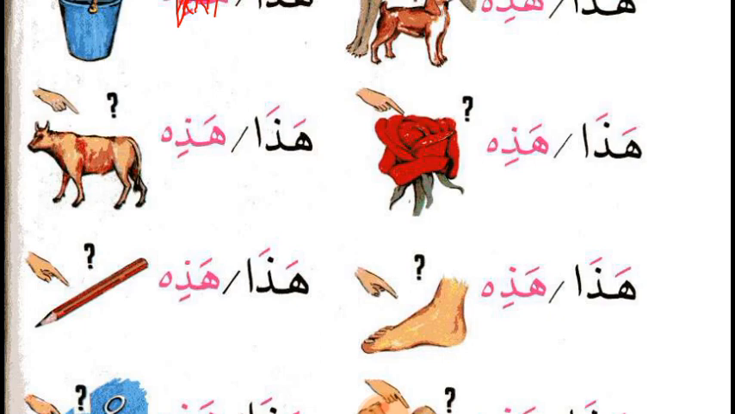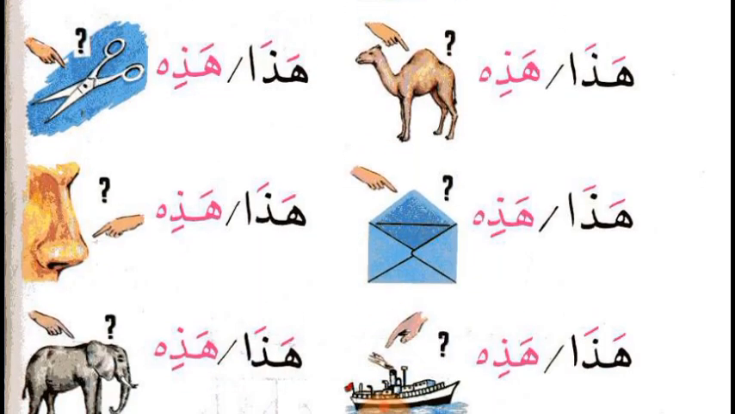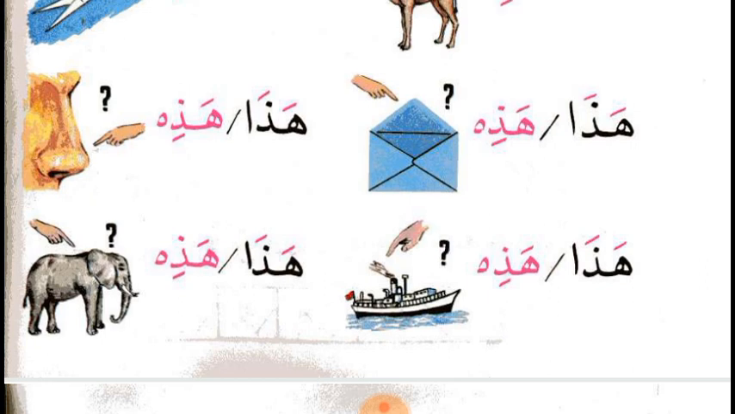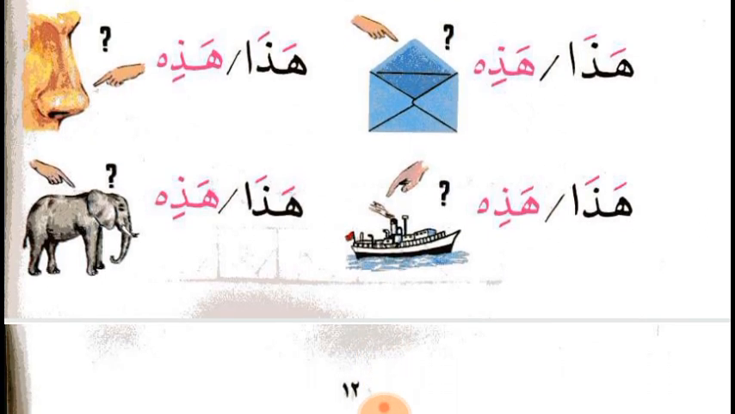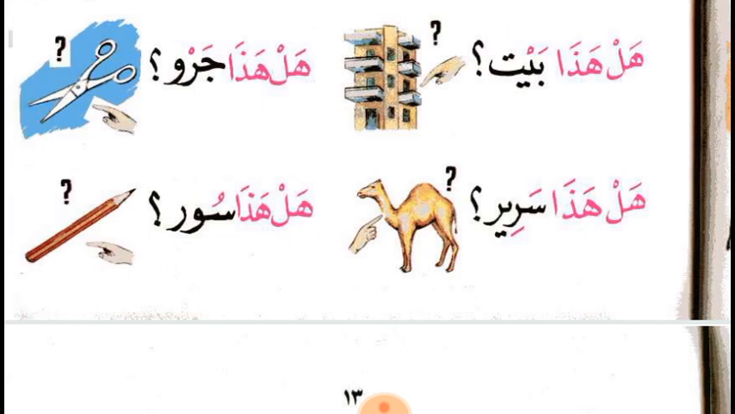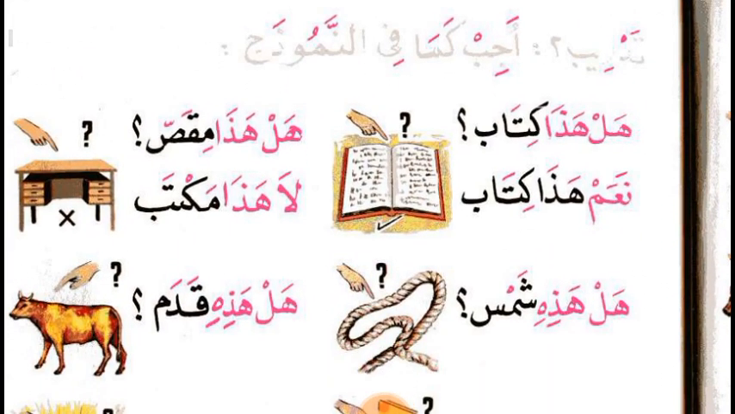هذا قلم. هذا جمال. هذا مقص. هذا ظرف، ظرف. Okay. هذا أنف. هذه سفينة. هذا فعل. Good. Then we have a new question, تدريب الثاني، أجيب, answer, كما في النموذج, as in the example.